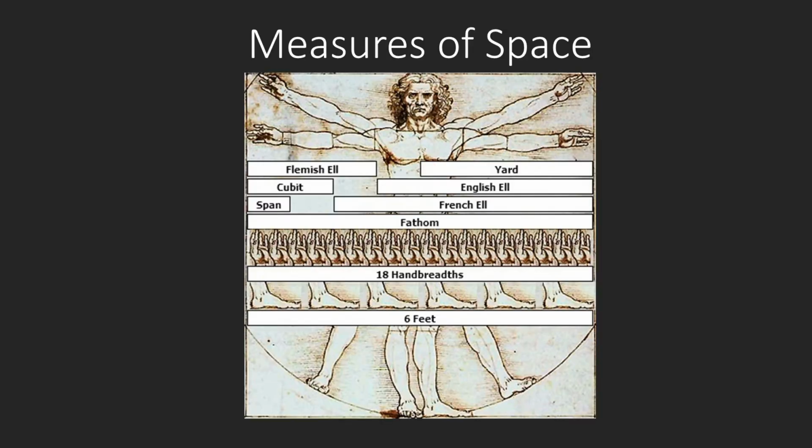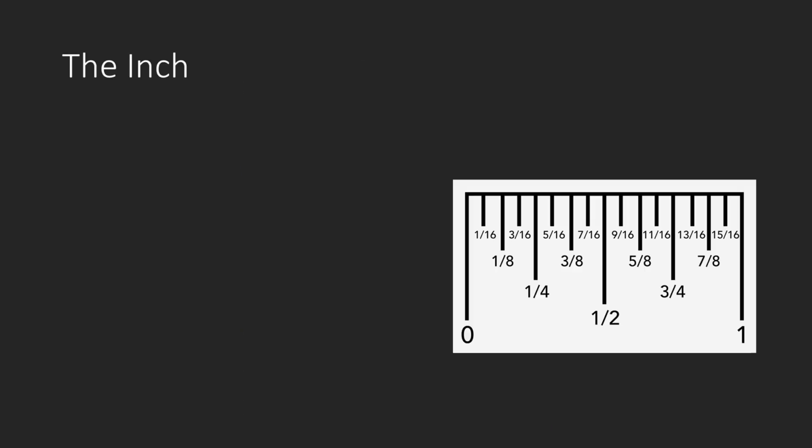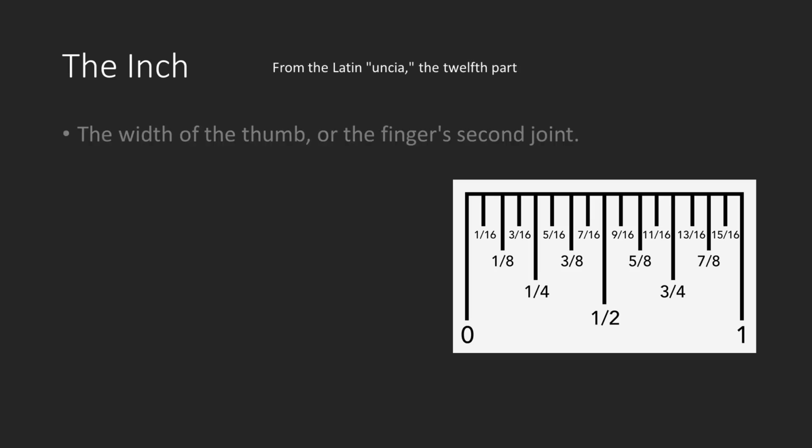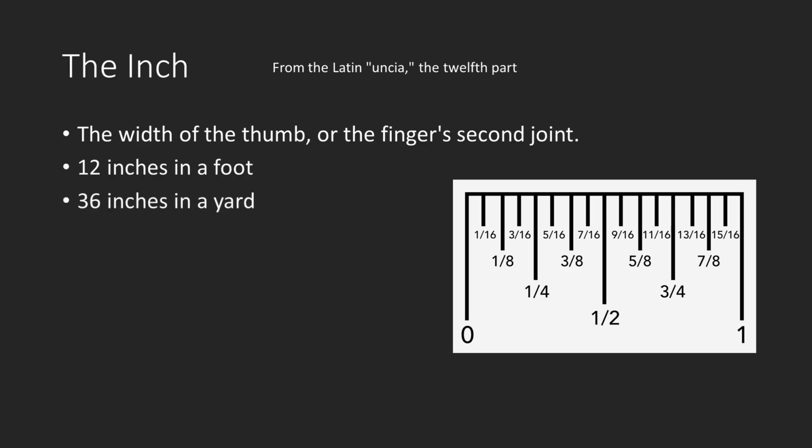Let's crack on. We took a look at the Vitruvian Man in our first presentation, but here's an example of just a few measurements that are derived from the human body. Starting at the least of our practical measures, we have an inch, which we divide by 16ths. It's from the Latin word uncia, which means the 12th part. And I was taught variously that it is the width of a person's thumb or the finger's second joint. Of course, people have different sized fingers and thumbs, but your inch might be unique to you. And there are 12 inches in a foot. 36 inches in a yard.